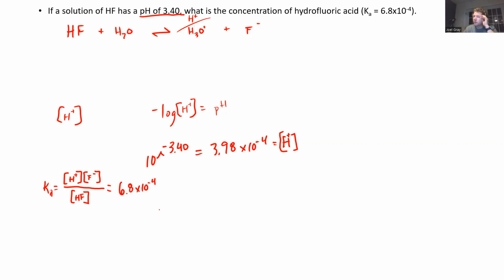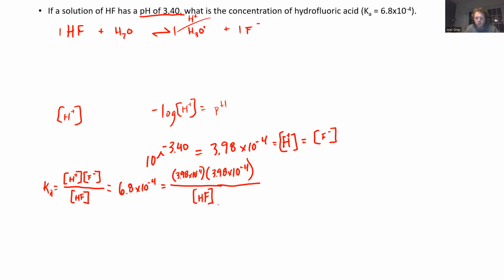Okay, so that's ultimately equal to 6.8 times 10 to the negative fourth. What we can do is we can look at our reaction here as a 1-to-1-to-1 reaction. And so we can say 6.8 times 10 to the negative fourth is equal to our hydrogen ion concentration, which we actually know is 3.98 times 10 to the negative fourth, times that same 3.98 times 10 to the negative fourth, because that's also going to be our F minus concentration, over our HF.